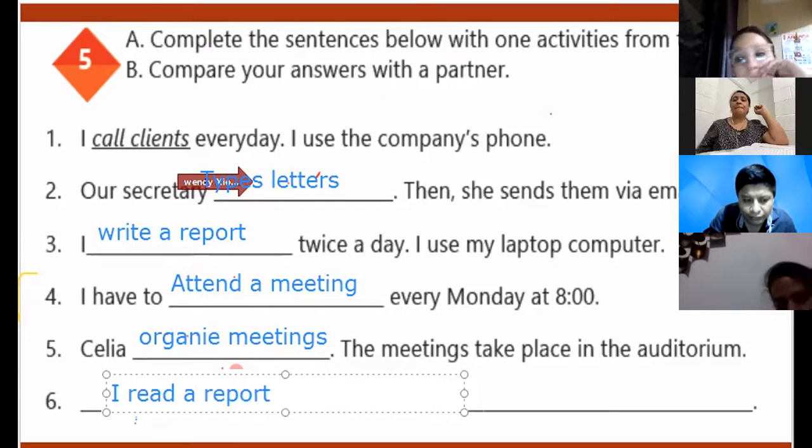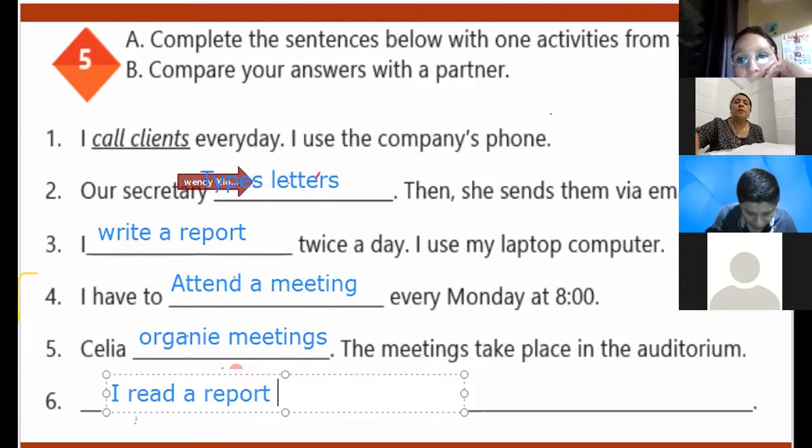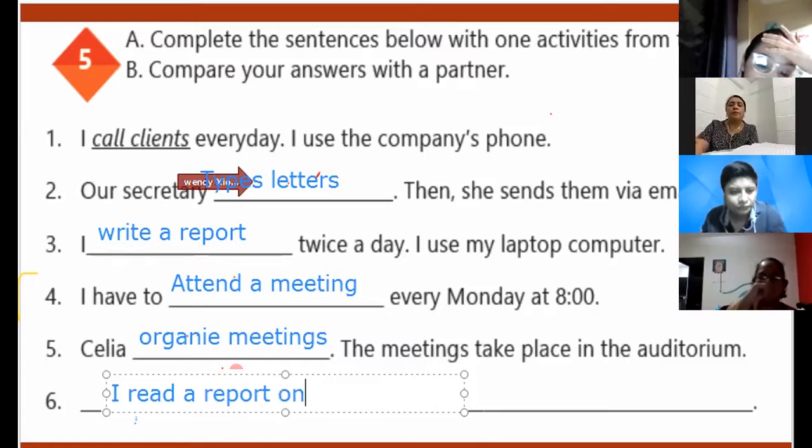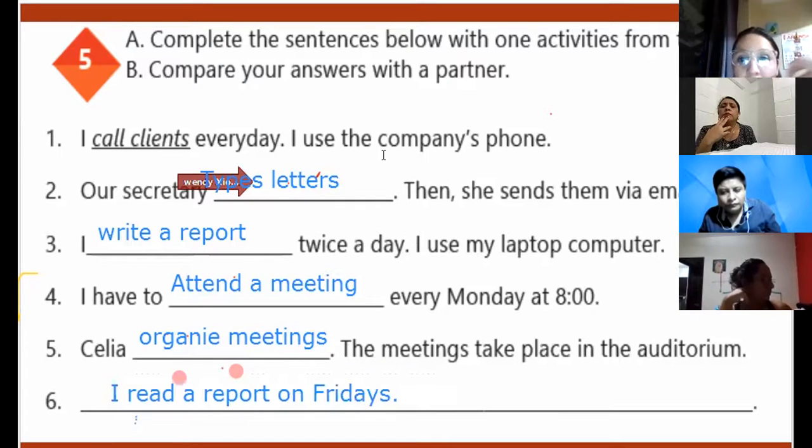Read a report. I read a report when? Is it okay on Mondays? On Friday. Okay. I read that report on Fridays. Very good. There you are. So we finished this activity. Do you see? So number 1, can you read it please, Juan Carlos? Number 1, the example.